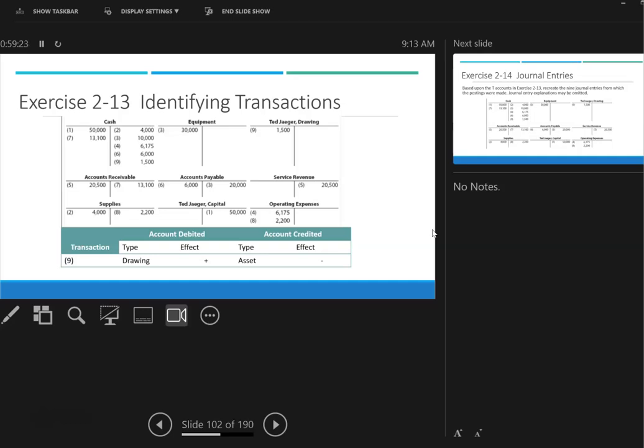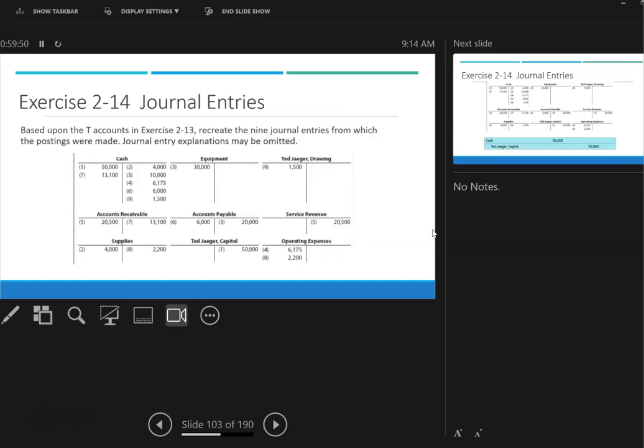Then the last one, number 9, we have a debit to Ted Jaeger for drawing of $1,500, and then we have a credit in cash of $1,500. What happened here? The owner took out some cash. Our drawing is debited. Our asset cash is reduced.